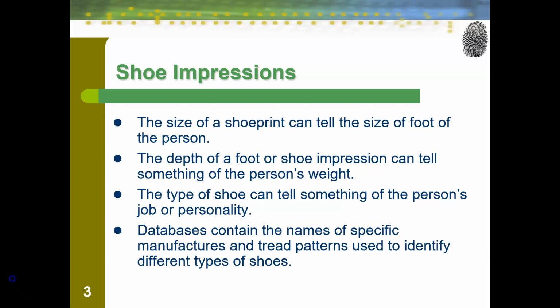Databases do contain the names of specific manufacturers and tread patterns used to identify different shoes. You can cross-reference a shoe pattern found at a crime scene with a database of existing known tread patterns, so that way you can say, we know that it's this type of shoe, and if you have a suspect, you could collect that kind of shoe if they had it.